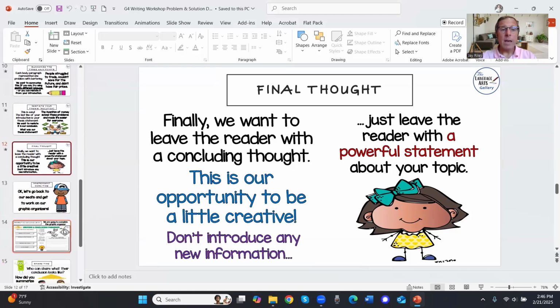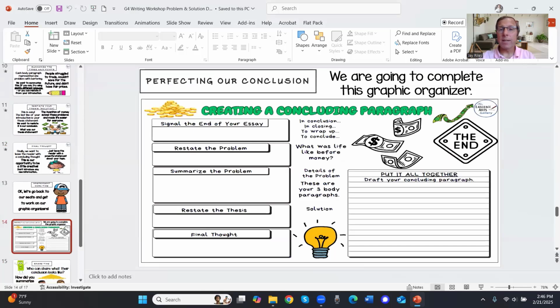If you're working with your students on your own creative writing or problem and solution essay here, you've got a graphic organizer that you can use to help them develop their conclusion, or you can create your own on paper if you're not purchasing the resource. But you want to ensure that you signal the end, restate the problem, summarize the problem, restate the thesis, and leave the reader with a final thought.